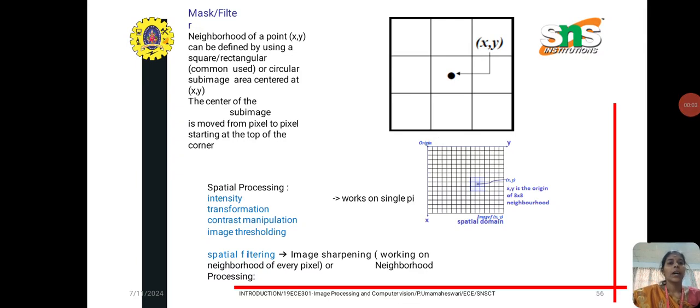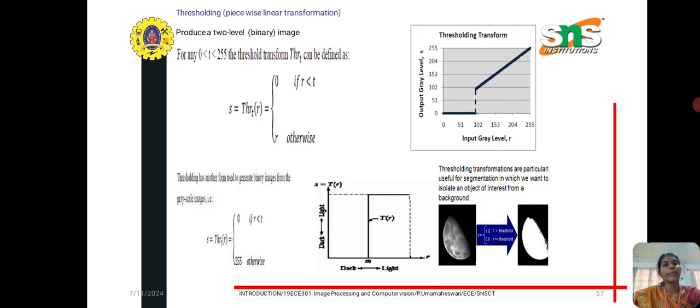Welcome back. Spatial filtering is image sharpening, as we told you in the previous video. It works on a neighborhood of every pixel, and neighborhood processing is called sharpening or spatial filtering. Thresholding is a piecewise linear transformation which produces a two-level binary image for any r, where 0 is less than or equal to t or less than 255. The threshold transformation can be defined as s is equal to 0 for r.